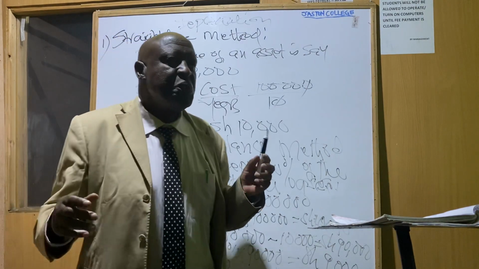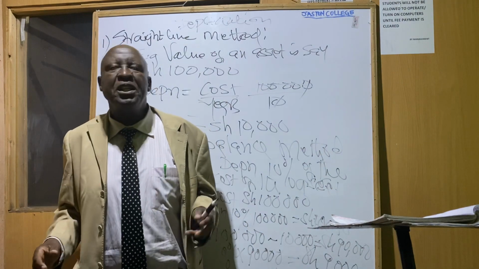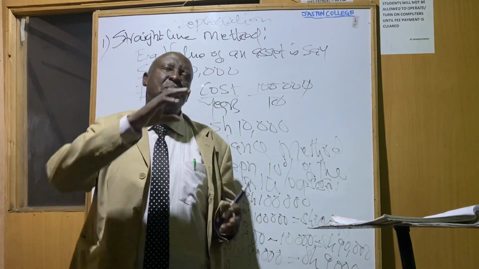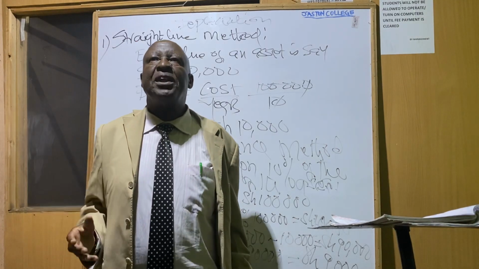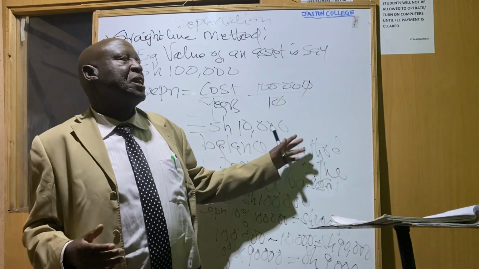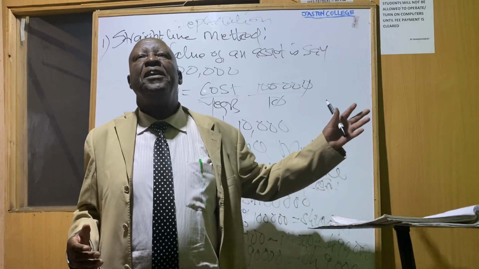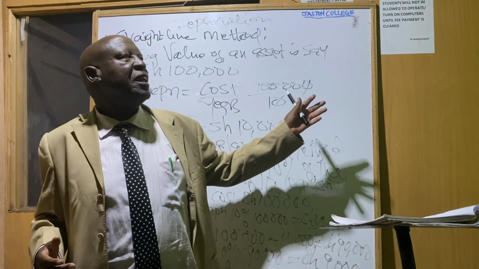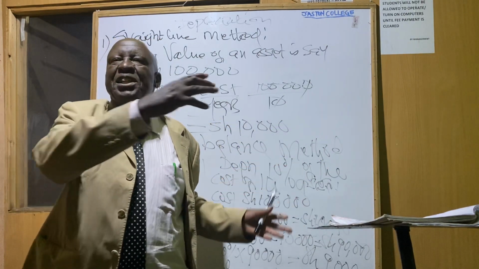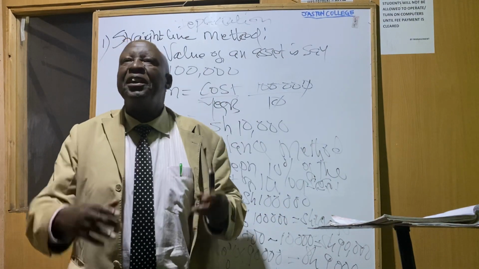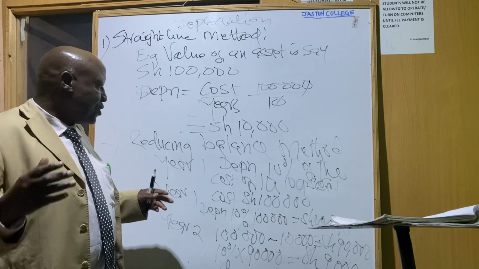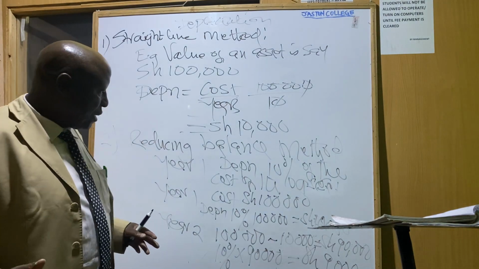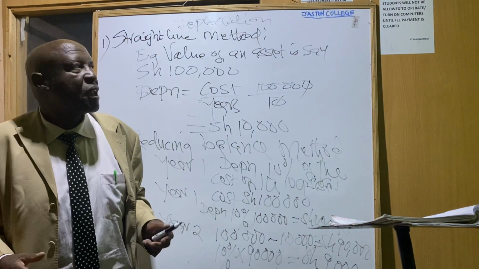But we can also use a reducing balance method. In a reducing balance method, if the depreciation the first year was 10,000, we subtract it from 100,000, and then we remain with 90,000. So we calculate again the percentage of 90,000, and then we reduce that one. That's the reducing balance method. But there is also another method, the revaluation method.